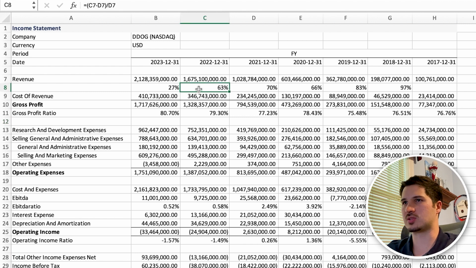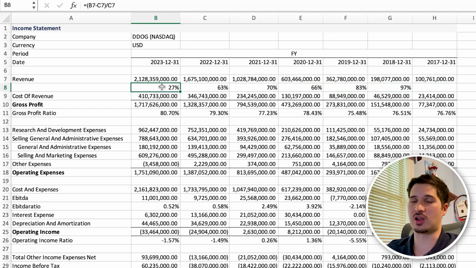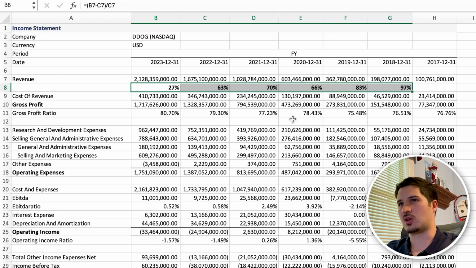So 27%, yeah, this is what I mean, not as high. 63, 70, 66, so very, very high growth except up to this point. Now, the question is, is this going to continue on the same path, continue to decrease, or go up? We don't know yet. We're going to do our analysis to find that out. Okay, so this is helpful to know. Just going to bold it here.